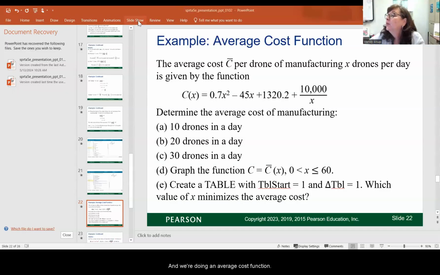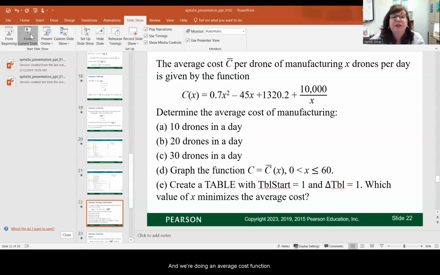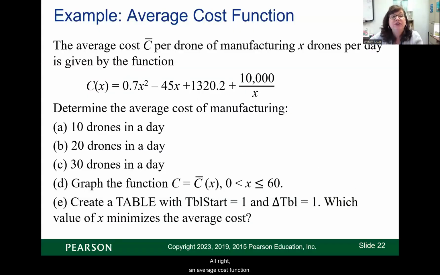Hey gang, we're gonna dive into a real life example of a function in which we can draw some information from its graph. All right, so let me share my PowerPoint slide with you. We're doing an average cost function.